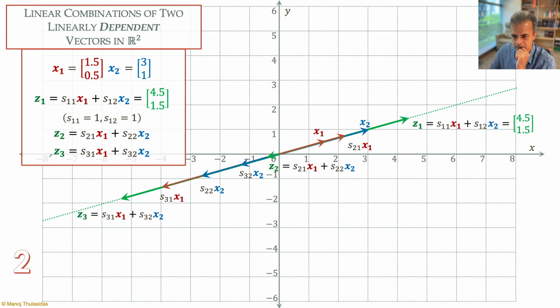This is my example number 2. Example number 1 was when I had the blue vector and the red vector not on top of each other. It spanned all of R2. Going to number 2 now, I have two vectors, the red one and blue one.